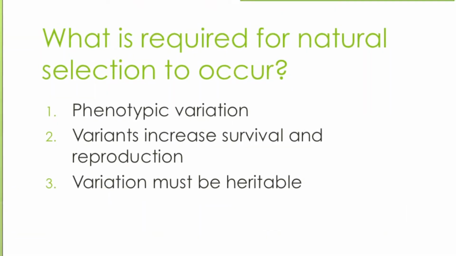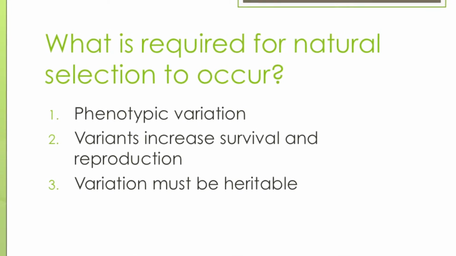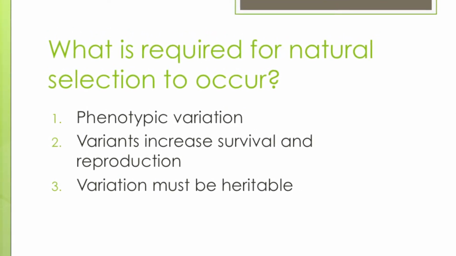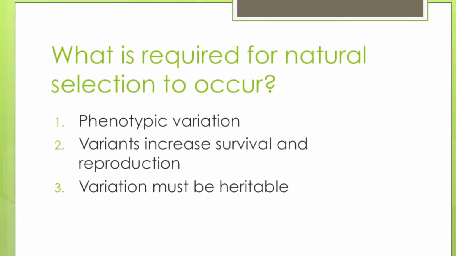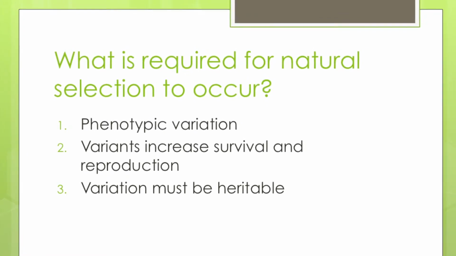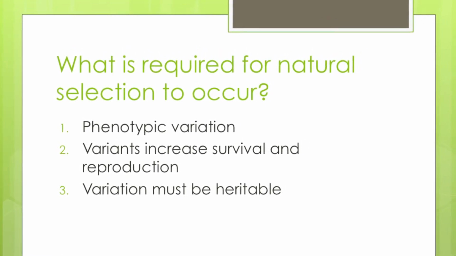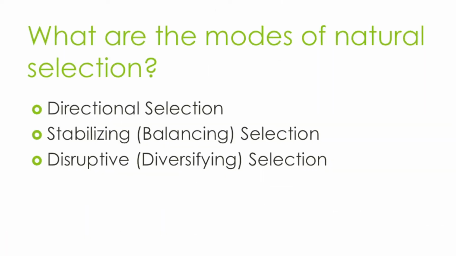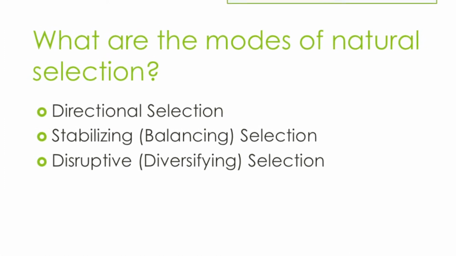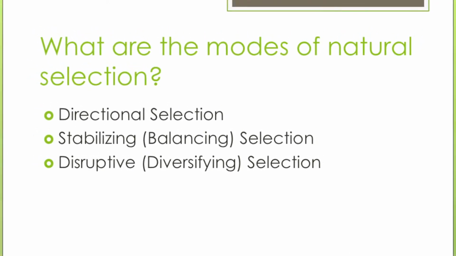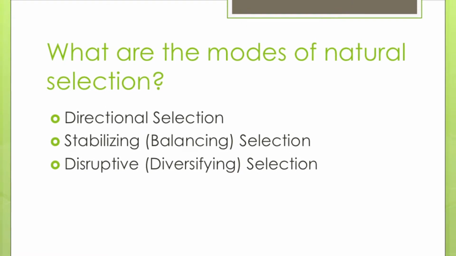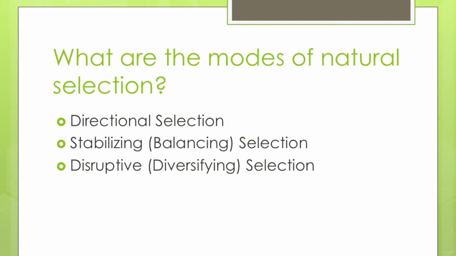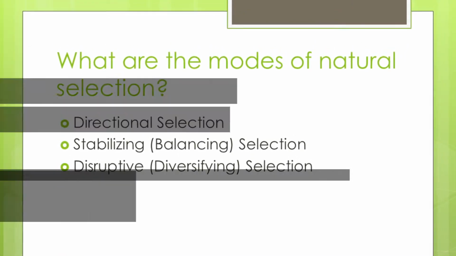So what is required for natural selection to occur? First, there must be some phenotypic variation in a trait. Second, some variants must survive and reproduce better than others. Third, the variation must be heritable. There are 3 different modes of natural selection that can affect the frequency of a trait. In this presentation, we will be discussing directional selection, stabilizing selection, and disruptive selection.